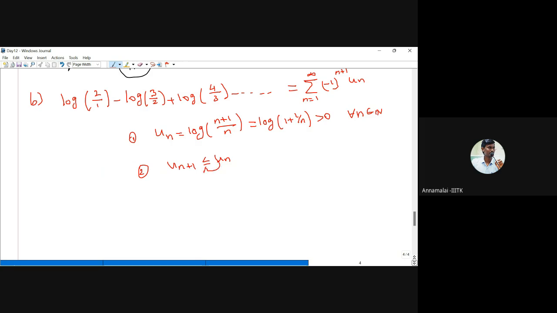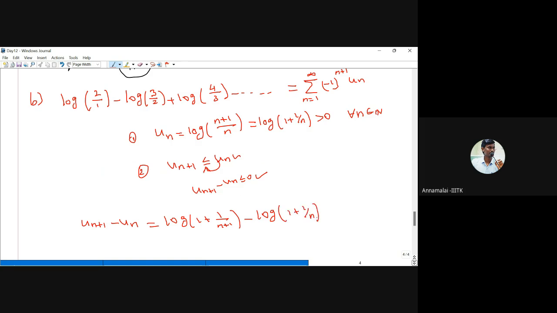We have to take this un to that side. We have to show that un plus 1 minus un is negative. If you prove this, you can take this un to the other side and we will get this one. So now consider this un plus 1 minus un, and then we have to show that it is less than 0. Now un plus 1 is nothing but log of 1 plus 1 by n plus 1. Just replace n by n plus 1. Minus un, which is log of 1 plus 1 by n.